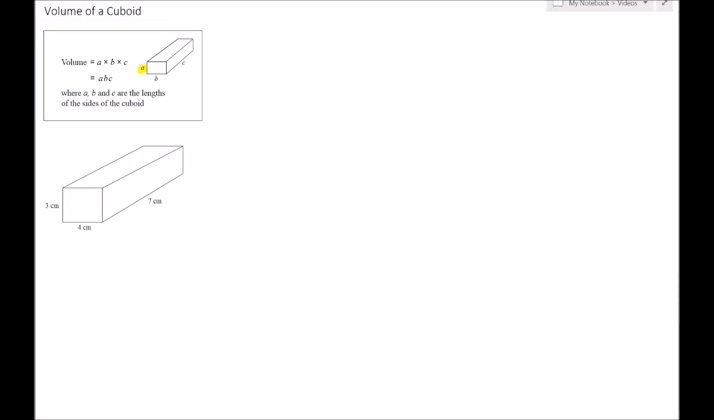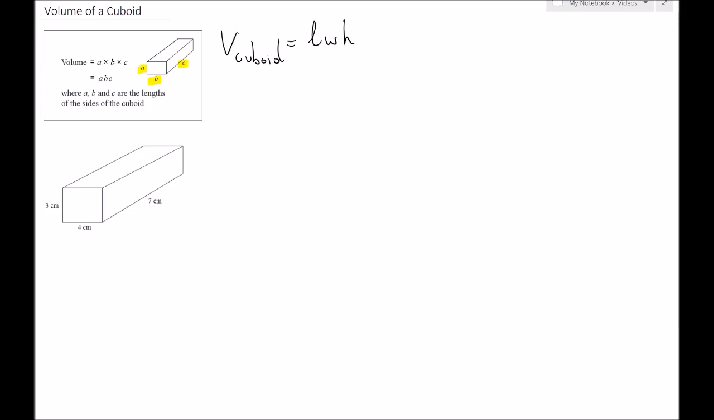We're going to multiply three different dimensions together. So length times width times height. In this case, A times B times C. In general, the volume of a cuboid is going to be length times the width times the height. Okay, and that's all you need to know.